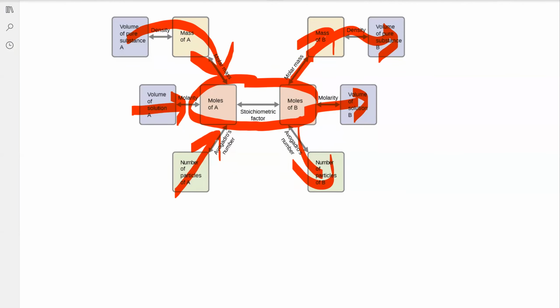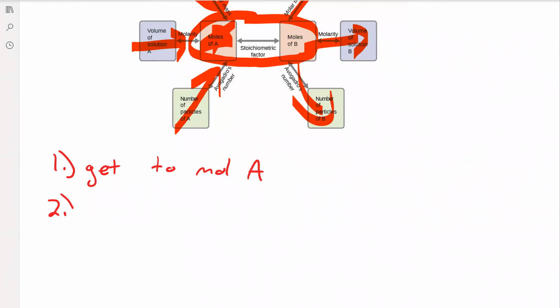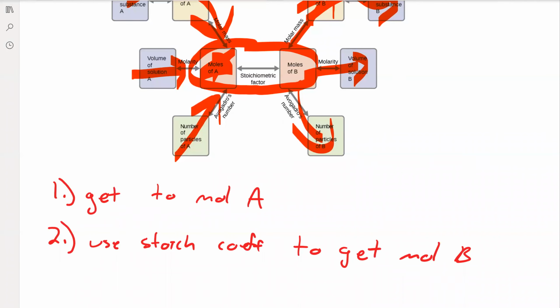So our general trend that we're going to follow in this part on stoichiometry is that the first step is get to moles of A. Whatever you have, however much you have, whatever form you have, get to how many moles of it you have or need. And then after that, you're going to use your stoichiometric coefficient to get to your moles of B. So after you have your moles of A, you can then figure out your moles of B.